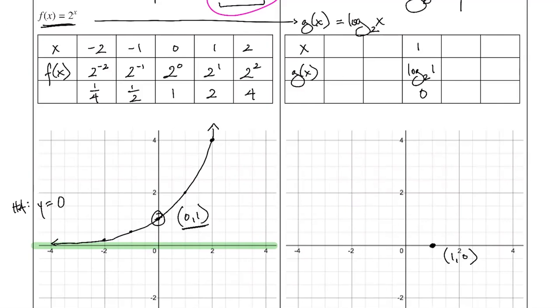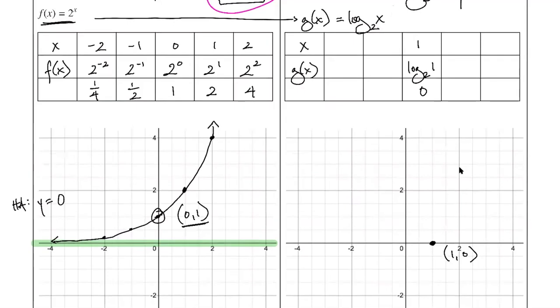That's a nice point from our f of x. This point was (1, 2). So if I switch the x's and y's, I don't get (-2, 1), I just get (2, 1). Okay, so (2, 1) is going to be a point on my inverse graph.